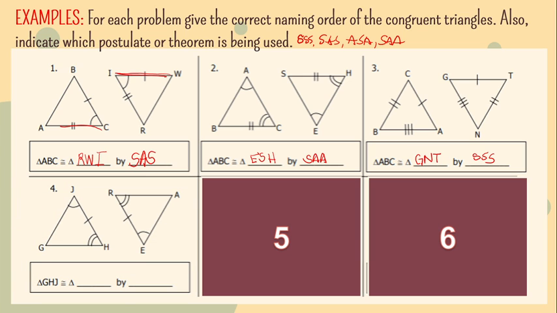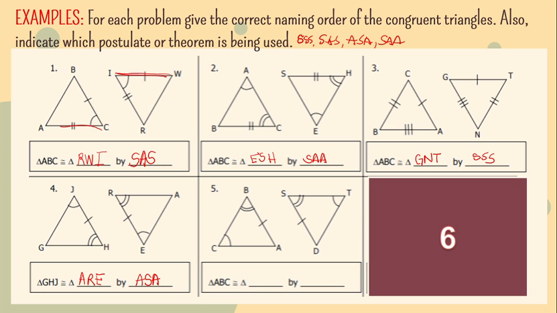Next is for number 4. So, G, H, J. G, H, J. So, yung H natin, meron tong dalawang marking. So, that is R. And then, yung J natin, yung isang marking. So, E. So, yung G natin, nakapartner niya ay A. So, that is angle, side, angle. So, that is by ASA postulate.